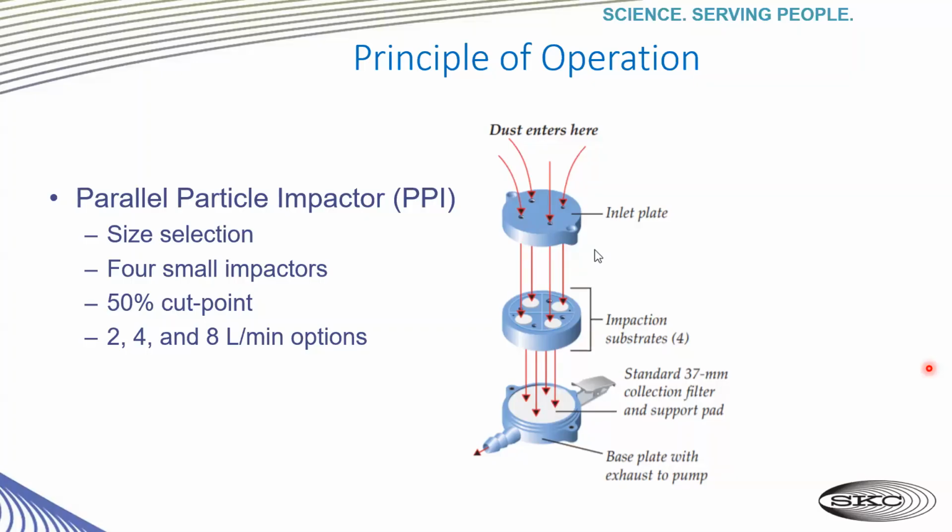To back up and further elaborate on the design, each PPI sampler contains 4 small impactors in the inlet section of the device. Each impactor features a unique 50% cut point to target a specific 1/4 segment of the ISO-SYN curve, therefore resulting in a precise fit along the entire curve. Again, I know that can be kind of confusing, so if you have any questions on the operation principle, please write them in the chat.